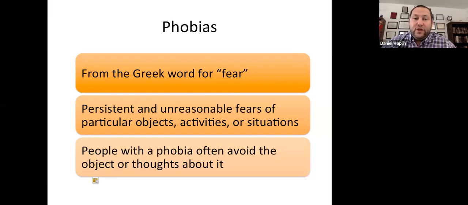The first thing we need to know is, what are phobias? What's the word mean? Well, if we think about the word phobia, it comes from the Greek word for fear. And it is, generally speaking, a persistent or exaggerated or unreasonable fear about an object, activity, or situation. Now, the natural response of a person who's experiencing a phobia is that they typically avoid whatever the trigger is.